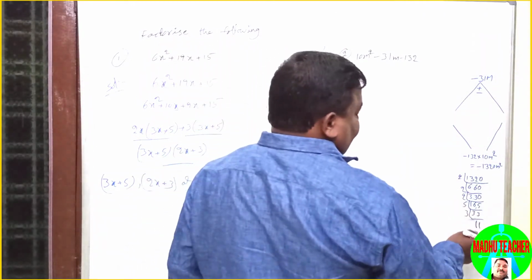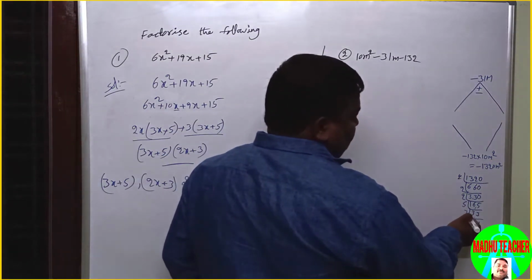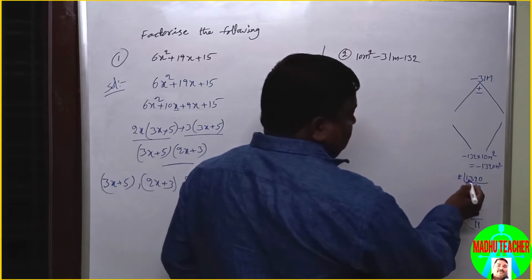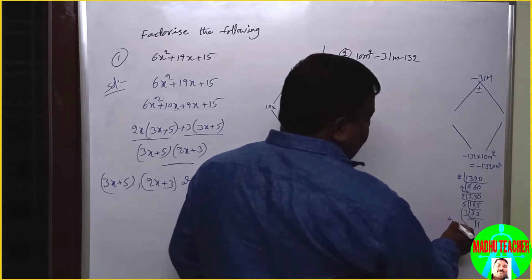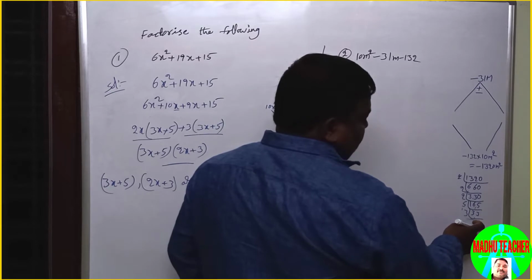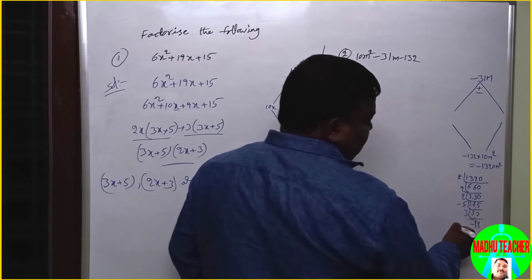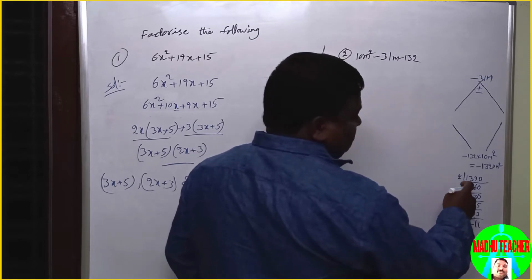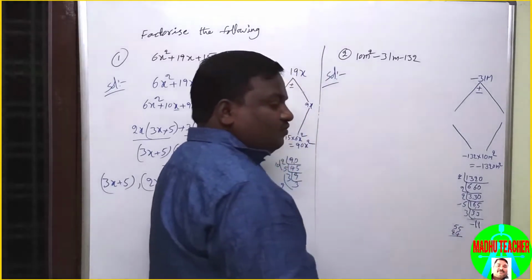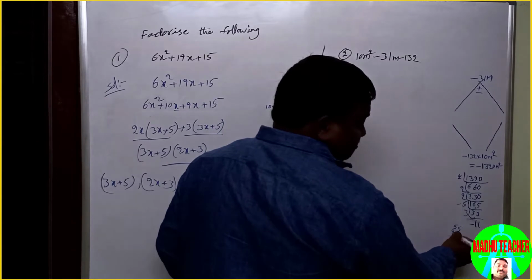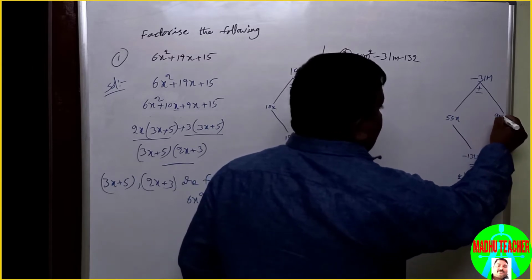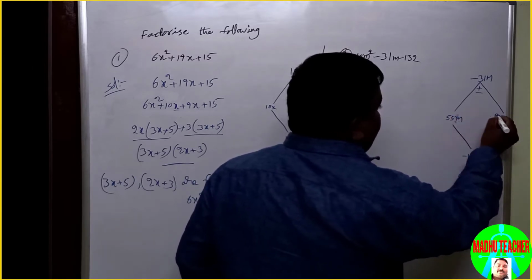Now 11 3s are 33, so this is 33 up to here. 5 2s are 10, 10 2s are 20, 20 2s are 40. 40 minus 33 is 7, not 31, so change. 11 5s are 55, 3 2s are 6, 6 2s are 12, 12 2s are 24. 55 minus 24 is 31, so you can write it as 55m and 24m.